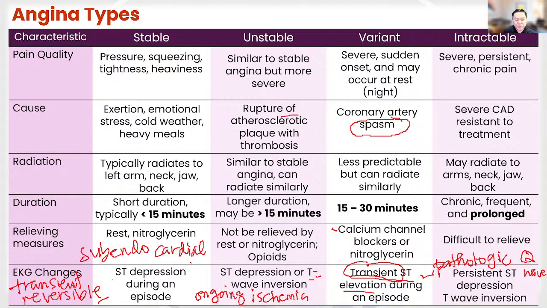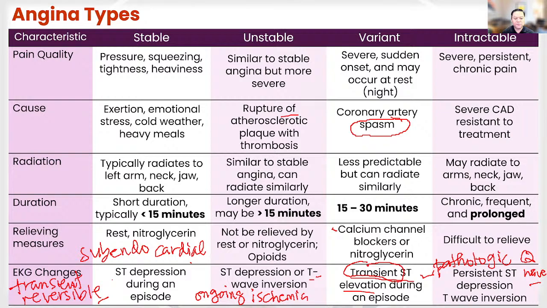It simply means that the person has long-term muscle damage from prolonged ischemia, pathologic Q wave. And this is on top of the persistent ST depression and also T wave inversion. All right, so I hope that you're able to capture some of these newer concepts if you have not learned this in the past. So make sure that you will be able to recognize those key features, especially in the EKG changes between the unstable, the variant, and the intractable type of angina pectoris, the treatment, the duration of the pain, the radiation, the cause, and the quality and the characteristic of the pain.